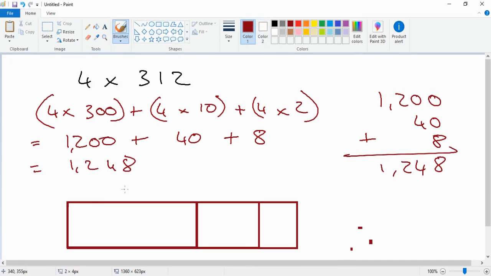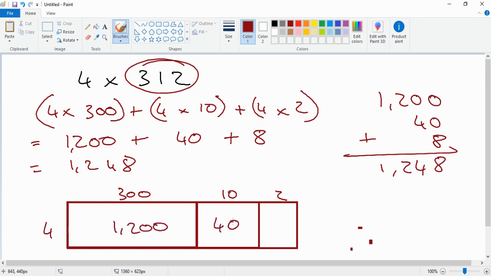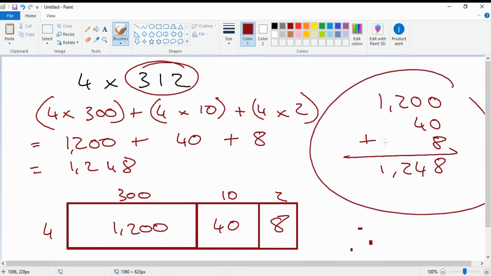It might be presented like this. We're breaking up the 312 into 300, 10, 2 ones, and we're multiplying by 4. 4 times 300, we said, was 1,200. 4 times 10 was 40. 4 times 2 is 8. And then we would go to the side and do our addition.